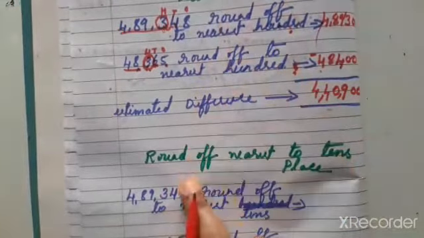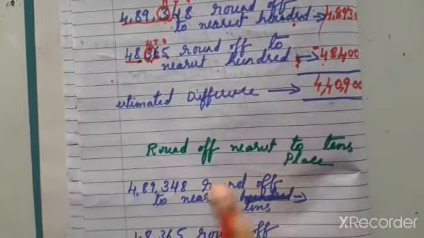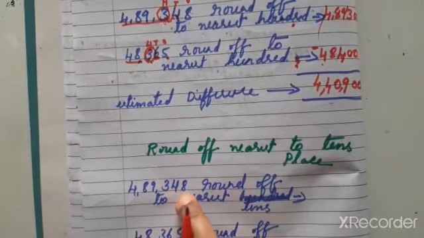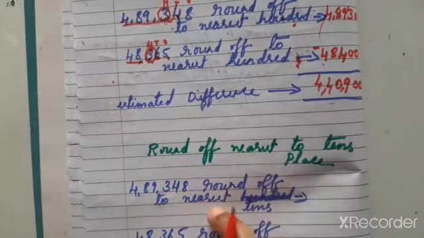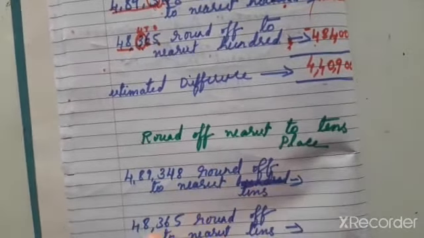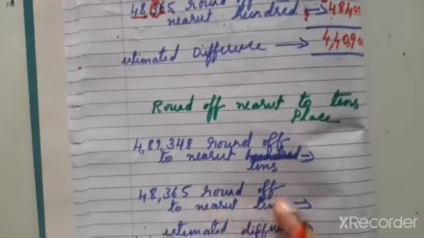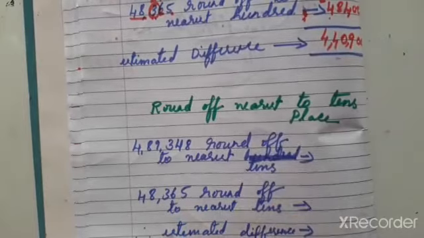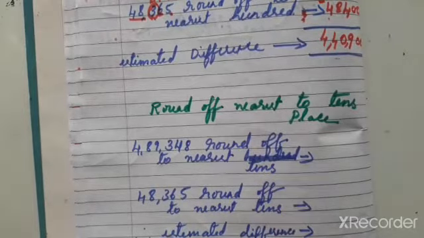Now next is round off to the nearest tens place. The hundreds place is over, now round off to the nearest tens place. 4,89,348 round off to the nearest tens. Then 48,365 round off to the nearest tens. Then therefore the estimated difference.